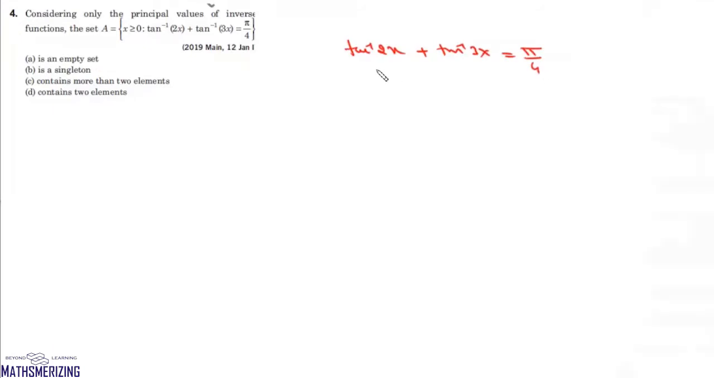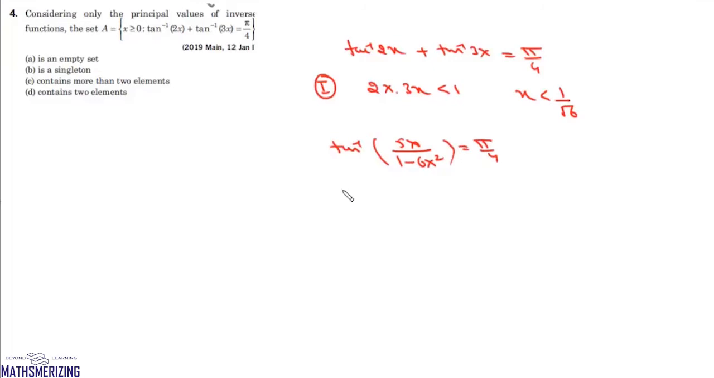Now we know that the formula for tan inverse x plus tan inverse y depends on the product xy. So we'll consider the first case, when the product xy, which in this case is 2x into 3x, is less than 1. That is when the value of x is less than 1 by under root 6. Then in that case we can write this as tan inverse of (x plus y), so it will be 5x upon 1 minus 6x square, and it will be equal to pi by 4. So we'll write this as 5x upon 1 minus 6x square equals tan of pi by 4, which is 1.